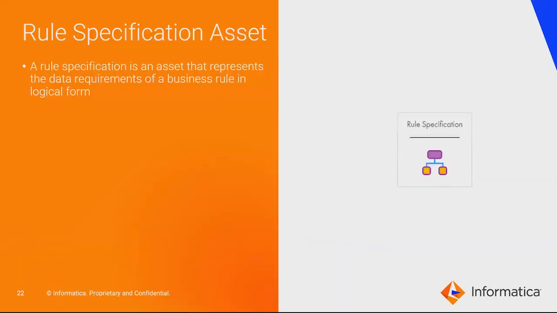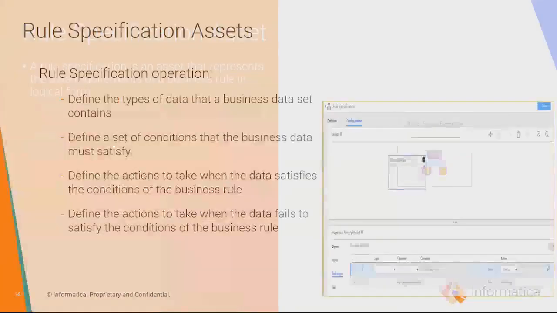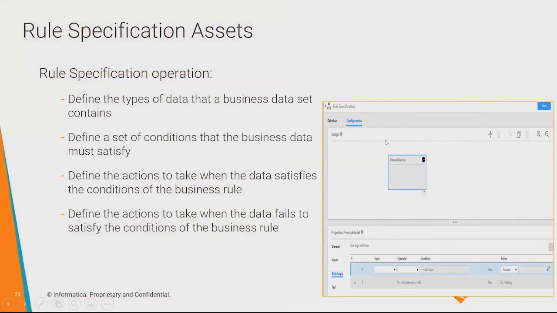Rule specification assets, again, rules. This is where you define the business rules, business rules to parse your data, or to apply to your data sets while doing data ingestion or data profiling. So basically, you define the types of data that the business data sets contain. You can have different sets of conditions, like here, if else, and then you can perform the actions accordingly. And that's about the rule specification.